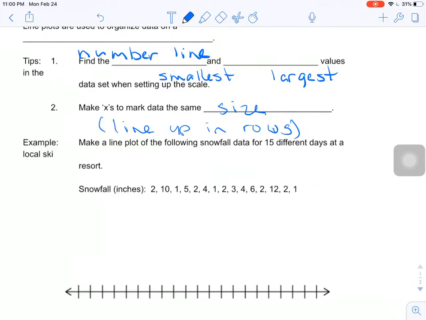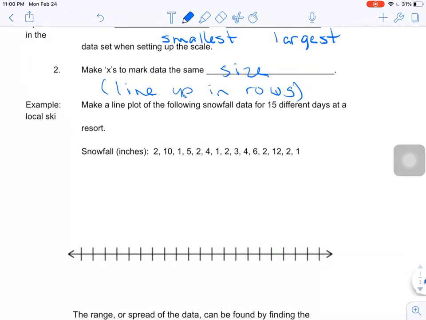So we are going to actually look at an example of a line plot. The best way to show you how to make a line plot is to actually make a line plot. So this is some data. It's snowfall data that was collected at a resort on different days over a 15-day span of time. So we said that our tips, we want to find the smallest and the largest number. If we scan through our data, we can see the smallest number is 1. And that shows up a few different times, but it is the smallest number. And our largest number is 12.